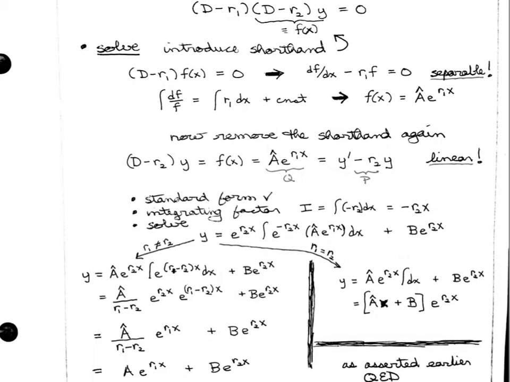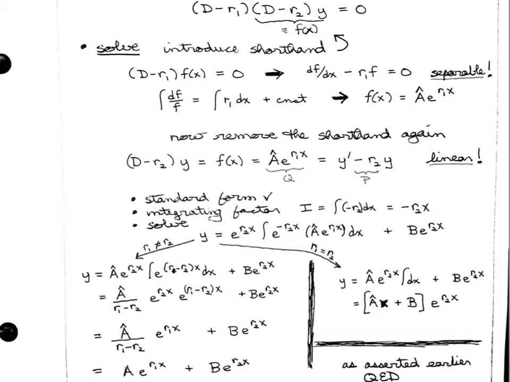Now let's undo the shorthand and get back to saying, d minus r2 acting on y equals f of x. That was our shorthand. But we found f of x, and d minus r2 acting on y is precisely one derivative of y minus r2 multiplied by y. So this is just a linear first-order differential equation. Here's the p factor, here's the q factor. It's in standard form. That's how we knew those were p and q. We know how to solve this because we've already done that.